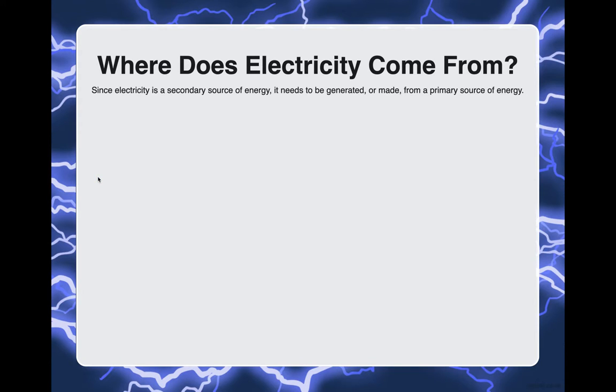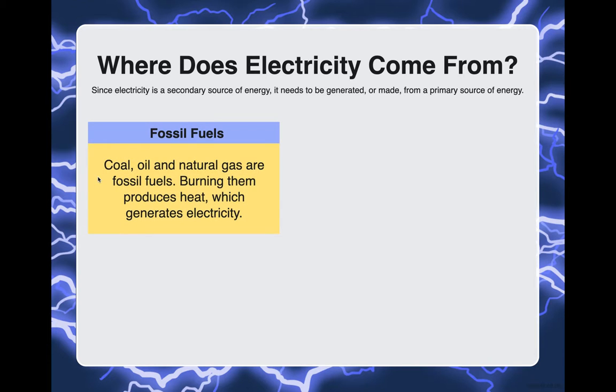Where does electricity come from? Since electricity is a secondary source of energy, it needs to be generated. Generating means it needs to be made from a primary source of energy. They could come from fossil fuels, such as coal, oil, and natural gas. These are all fossil fuels. Burning them produces heat, which generates electricity.